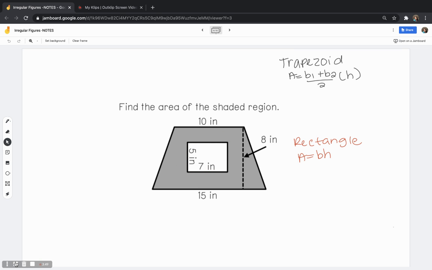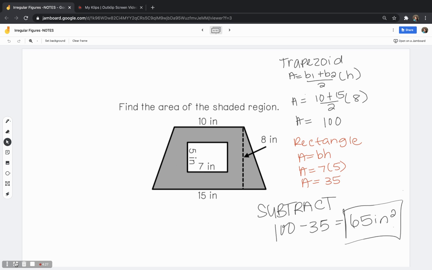For the trapezoid, my formula is base 1 plus base 2 divided by 2 times the height. So I'm going to go ahead and plug that in. For the trapezoid, I get an area of 100. And then for the rectangle, that is a 5 by 7, and that is going to give me an area of 35 for the rectangle. Since I just want the shaded portion, I need to take away this rectangle because it's not shaded. So I'm going to subtract the rectangle from the trapezoid. And when I subtract those, I get an area of 65.